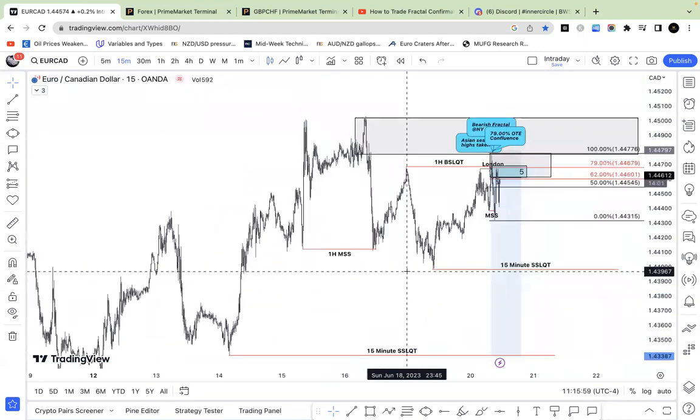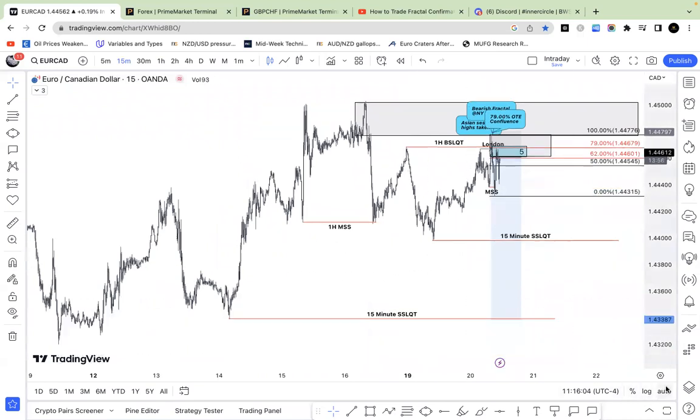And that's it. Those are some of the confirmations that I look for, and that's the Euro Canadian dollar breakdown.